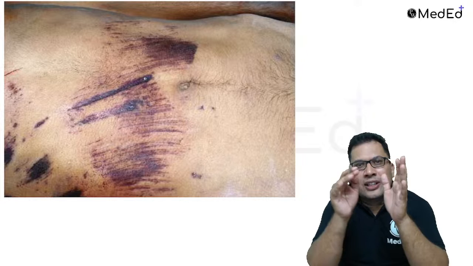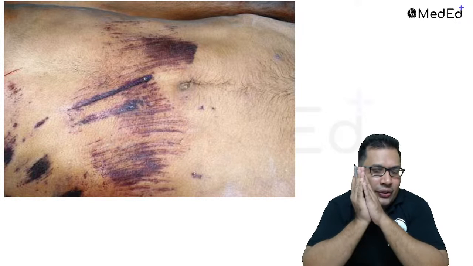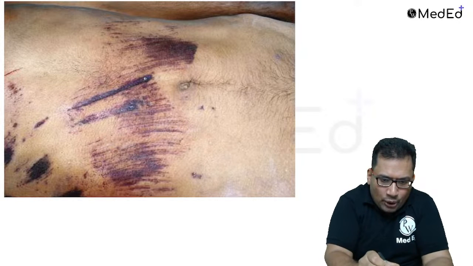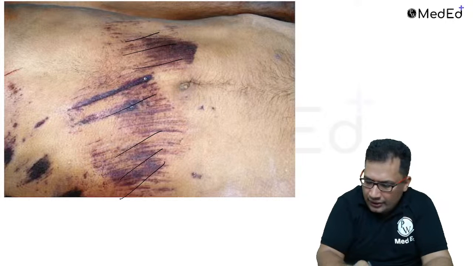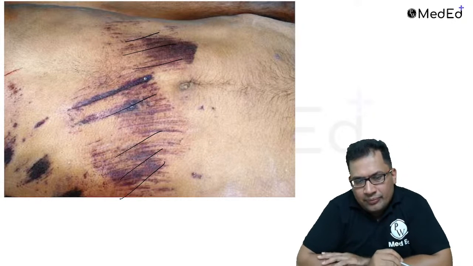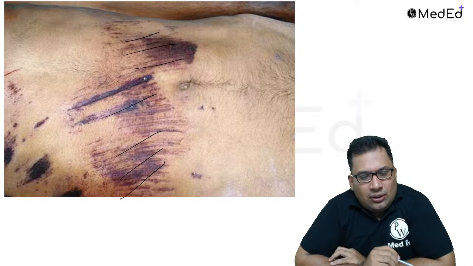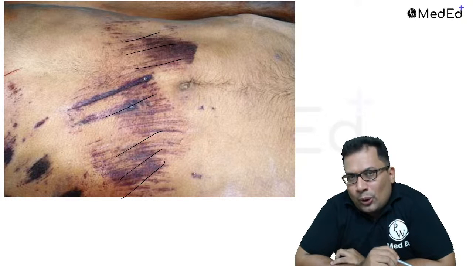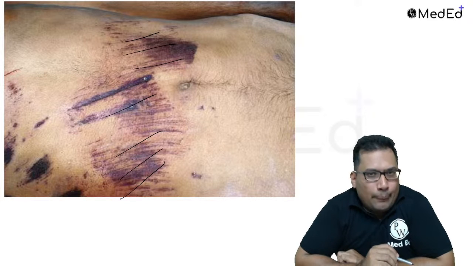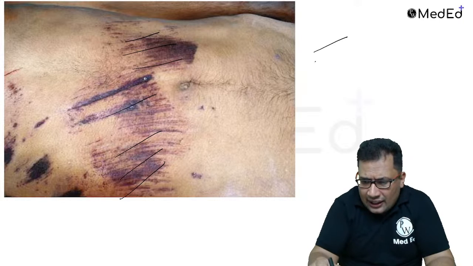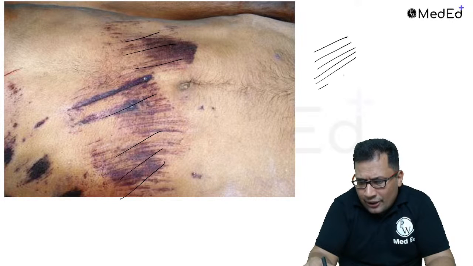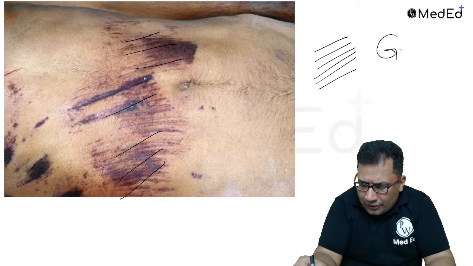Now some examples for the injuries. Look at this. There is one important injury here. What is this injury? Can you identify this? There is an injury over the front of the body, over the upper part of the abdomen. What is this? You can see the parallel lines, right? So this must be graze abrasion.